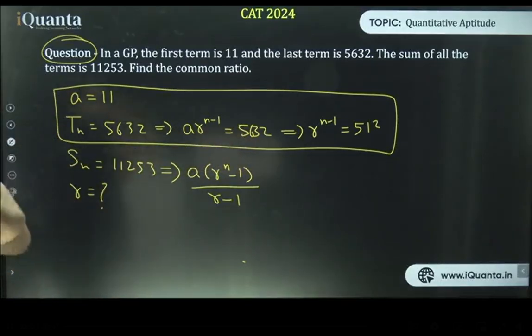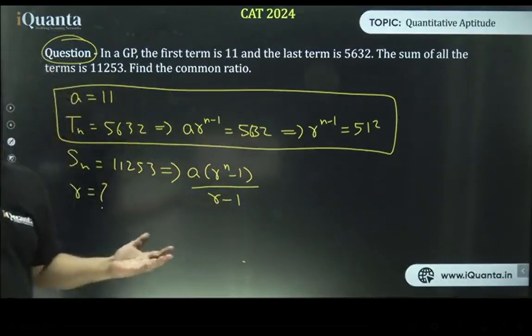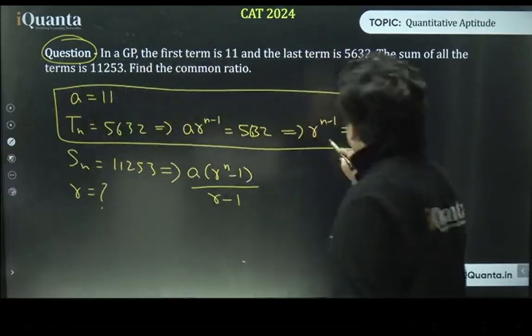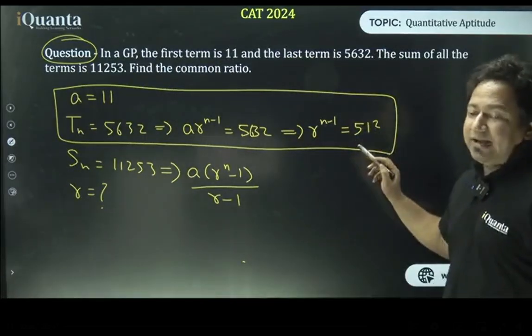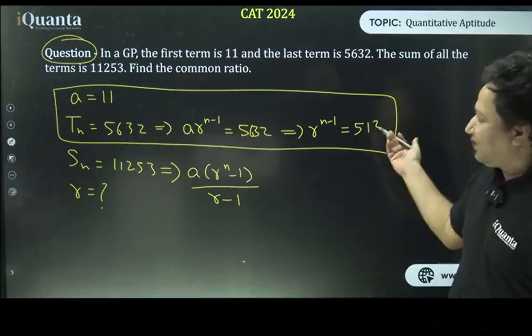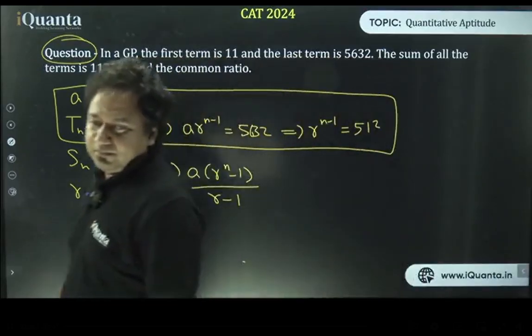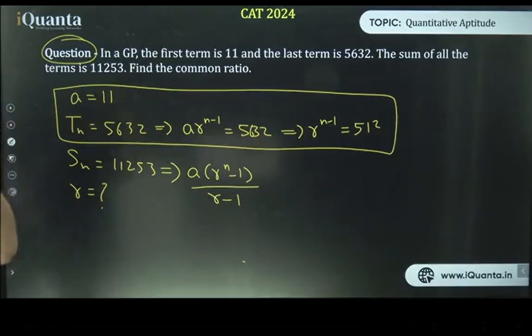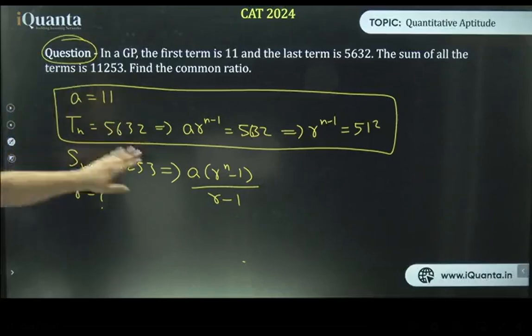Okay. Now I'm saying that why I took r minus 1, not 1 minus r. How do I know that r is greater than 1? I know it because r raised to power something is a natural number. Had it been less than 1, this would have been a fraction, right? Clear? I hope all of you got it. Let's put in the values here and try to find the answer.